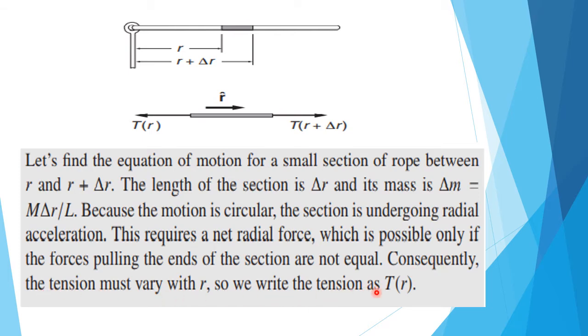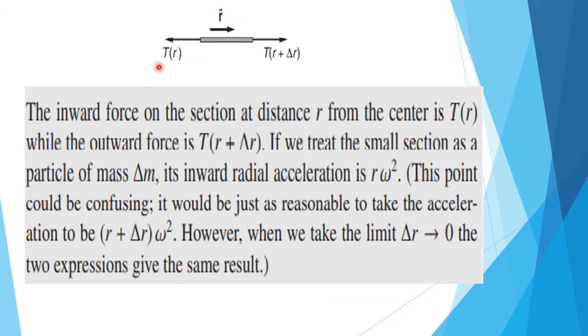So we write the tension at r as T of r. So at this point r, T of r is the tension, and at this point the tension is T of r plus delta r, acting in this direction. So this is the inward force. The inward force on the section at distance r from the center is T of r, while the outward force is T of r plus delta r.